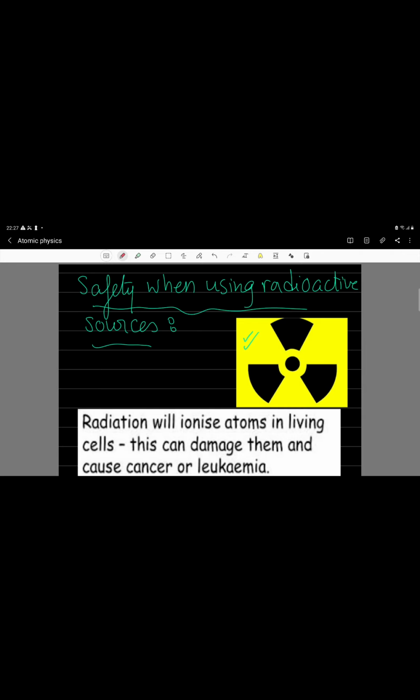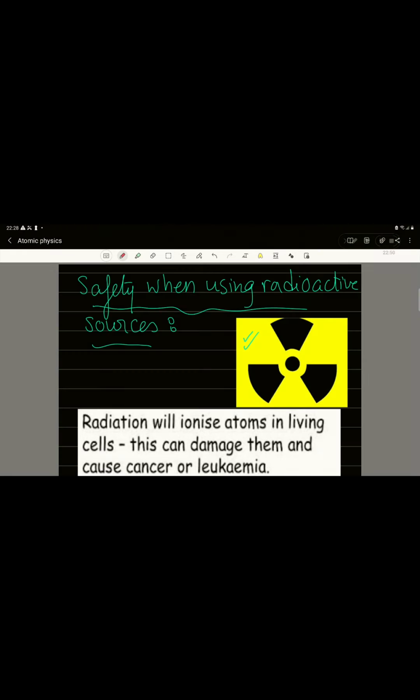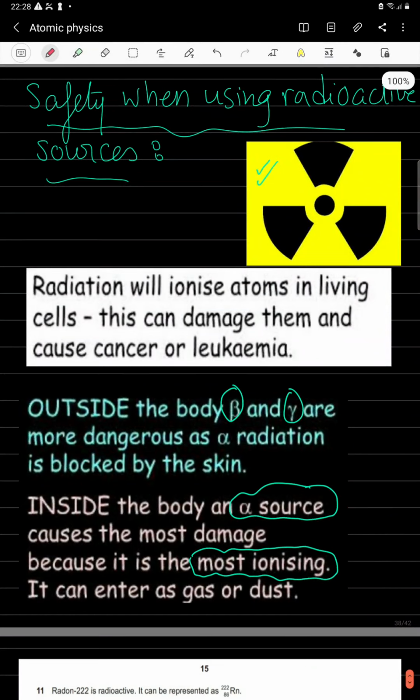The alpha will be blocked by the skin, but the beta and the gamma are more penetrative. They can penetrate. So we have to minimize the time of exposure, because this will be really dangerous if a person is exposed to radiation for a long time.